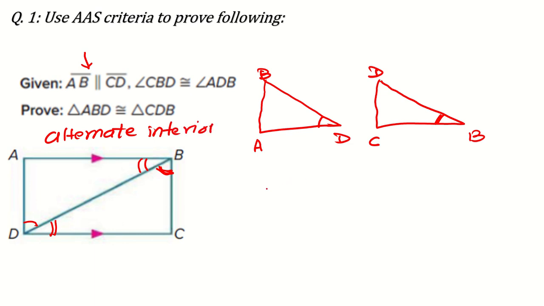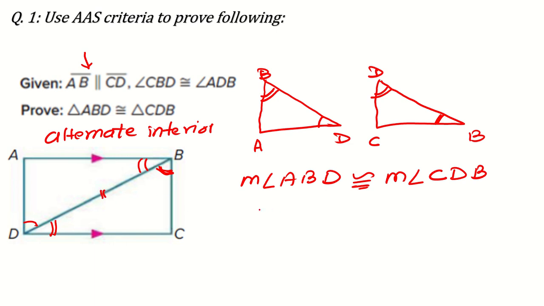So this angle will also be equal. What angle is equal here? Measure of angle ABD, this angle, is equal to measure of angle CDB. CDB means this angle. And where is the side? Which side is common here? You can see side BD is common to both the triangles. So BD is equal to BD. You can see BD here and BD here.